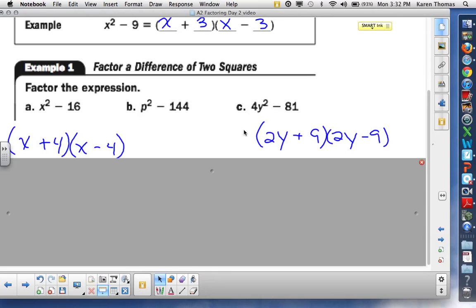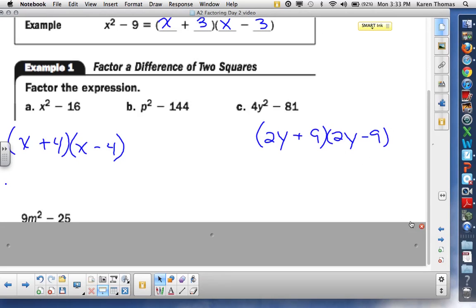On c, we have 4y squared minus 81. You can have a coefficient, and as long as it's a perfect square, you can just take the square root of that term also. The square root of 4y squared is 2y, so I write that in my parentheses. And then I take the square root of 81, which is 9, and I write plus 9 and minus 9 to get the factored form of 2y plus 9 times 2y minus 9.